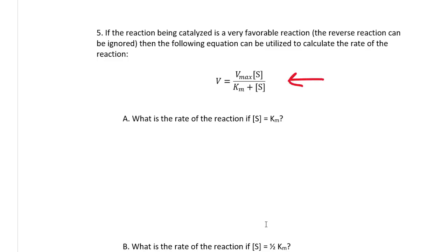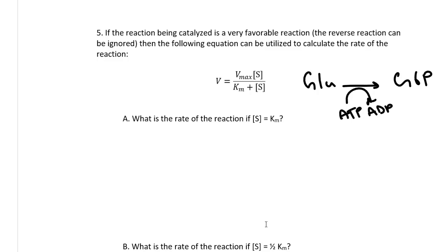So we have a reaction. Let's say our reaction is, because we have examples of these type of reactions, glucose to glucose 6-phosphate, where an ATP is used, and the enzyme is hexokinase, HK. This reaction is very favorable, so we can use this equation for hexokinase. So what is the rate of the reaction if S equals Km? The concentration of substrate, in this case glucose, equals Km.